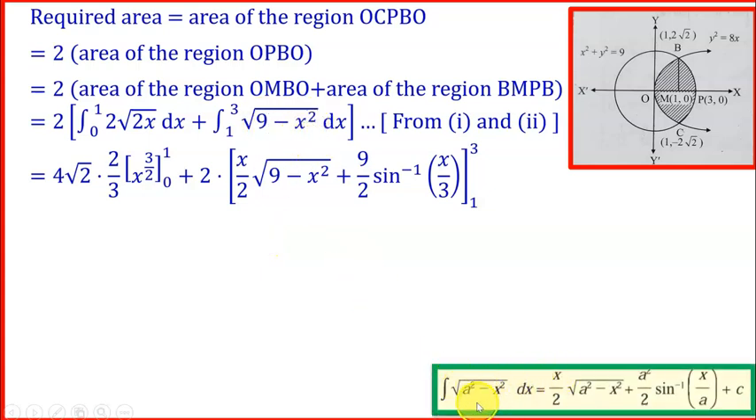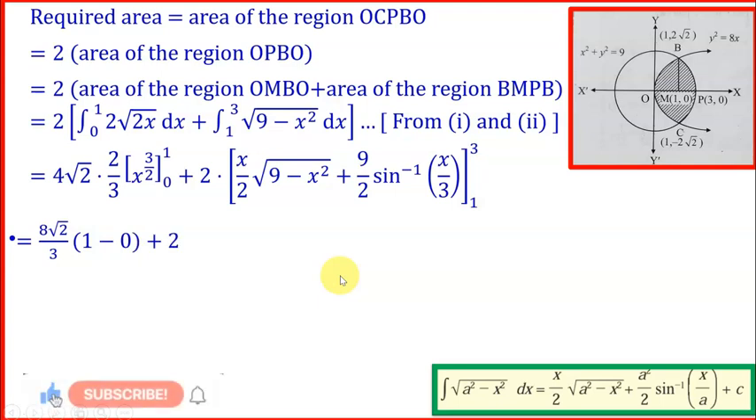For this we will use this formula. Integral of root of a square minus x square dx is equals to x upon 2 root of a square minus x square plus a square upon 2 sine inverse of x upon a plus c. Here the value of a is 3 and hence x upon 2 root of 9 minus x square plus a square upon 2, which means 9 upon 2, sine inverse of x upon 3. Lower limit is 1, upper limit is 3.